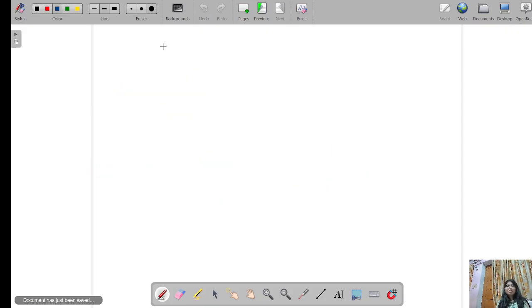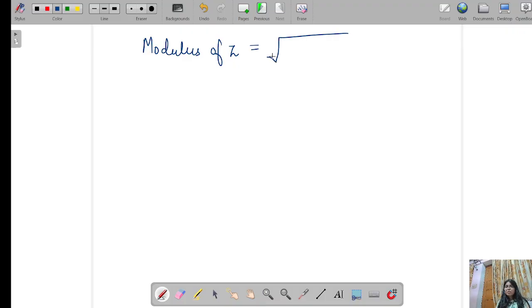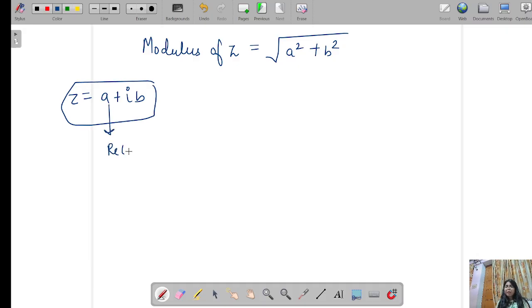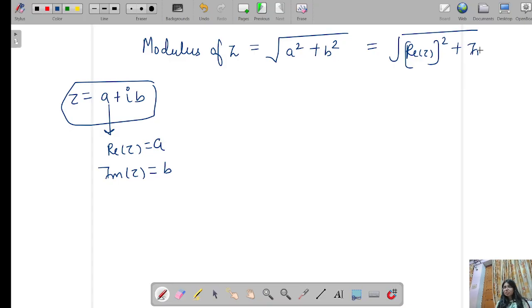And I am taking another, the modulus of z. Modulus of z is the square root of a square plus b square. This was the standard form of a complex number, and here a is the real part of z and the imaginary part of z is b. So the square root of the real part squared plus the imaginary part squared is the modulus of z.